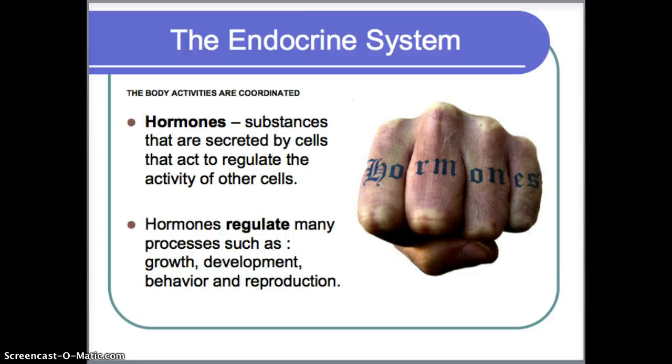So hormones are what are secreted by our endocrine glands. They can control the rates of some chemical reactions. They can help substances travel through cell membranes. They also help regulate our water balance, our electrolyte balance, and our blood pressure. And they're also involved in our growth, our development, our behaviors, and our reproduction.